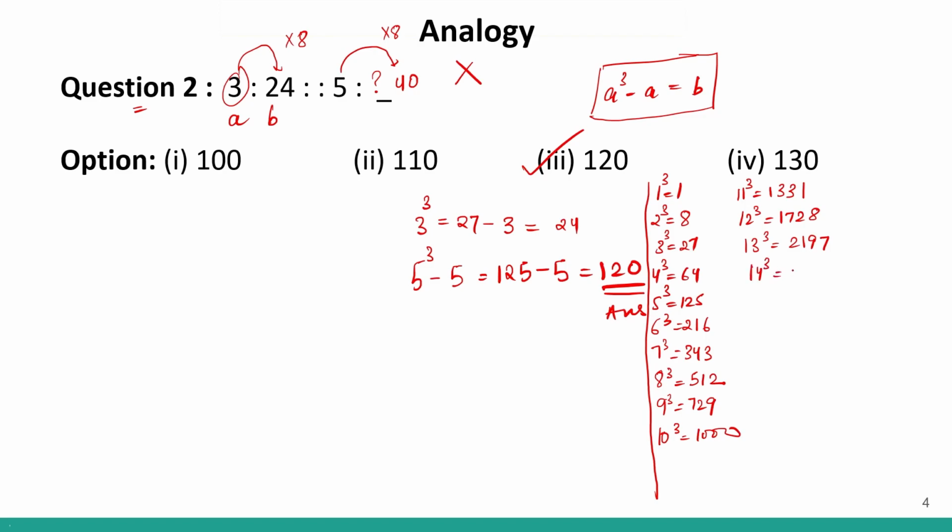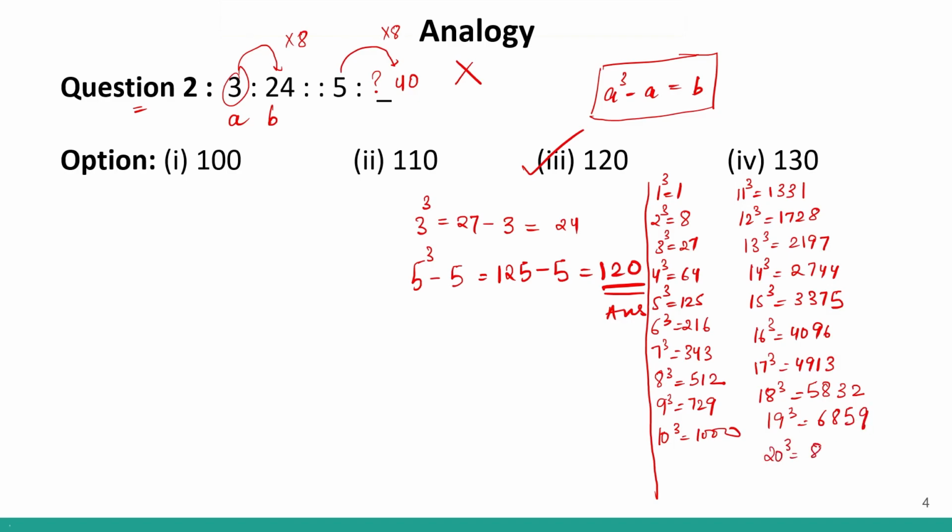14 cube is 2744. 15 cube is 3375. 16 cube is 4096. 17 cube is 4913. 18 cube is 5832. 19 cube is 6859. And then we have 20 cube, which is 8000. Correct? These are your cubes.